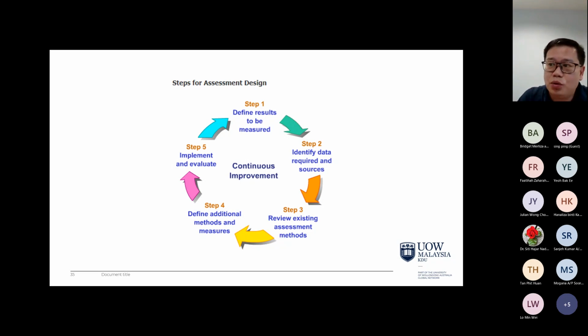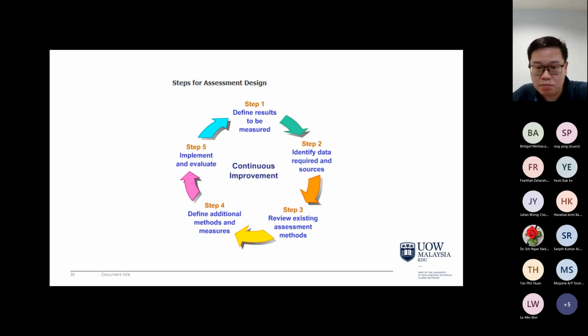That is step one. Step two, identify data required and source. What data do you need when you want to evaluate students' ability to speak, to do presentation and public speaking? Basically, it is a specific set of criteria that will determine whether the particular student is able to achieve that goal.